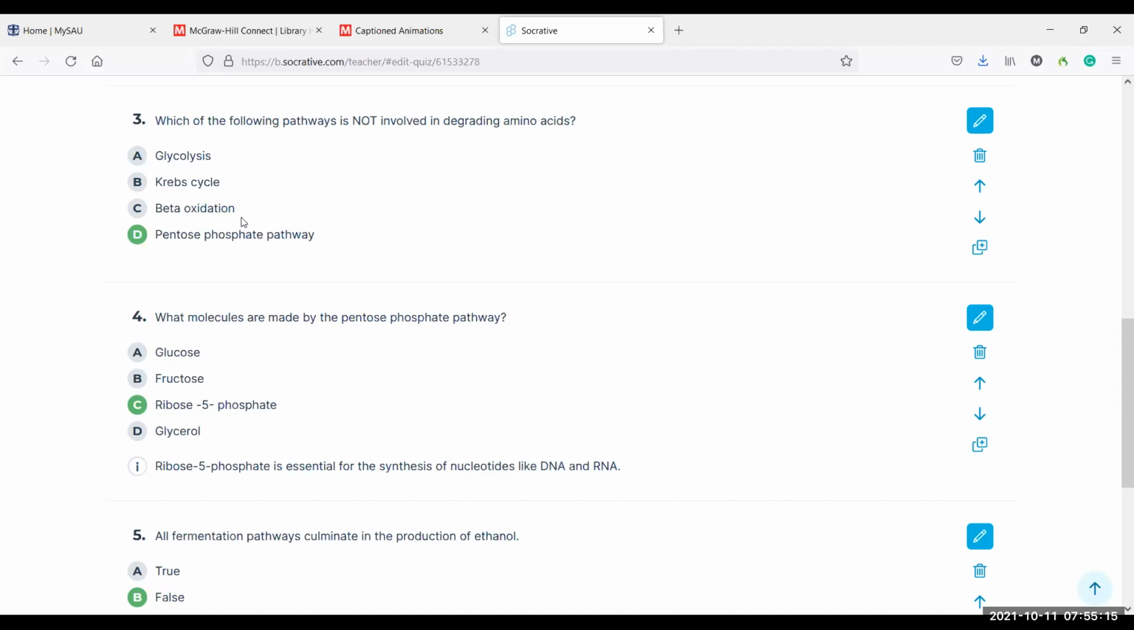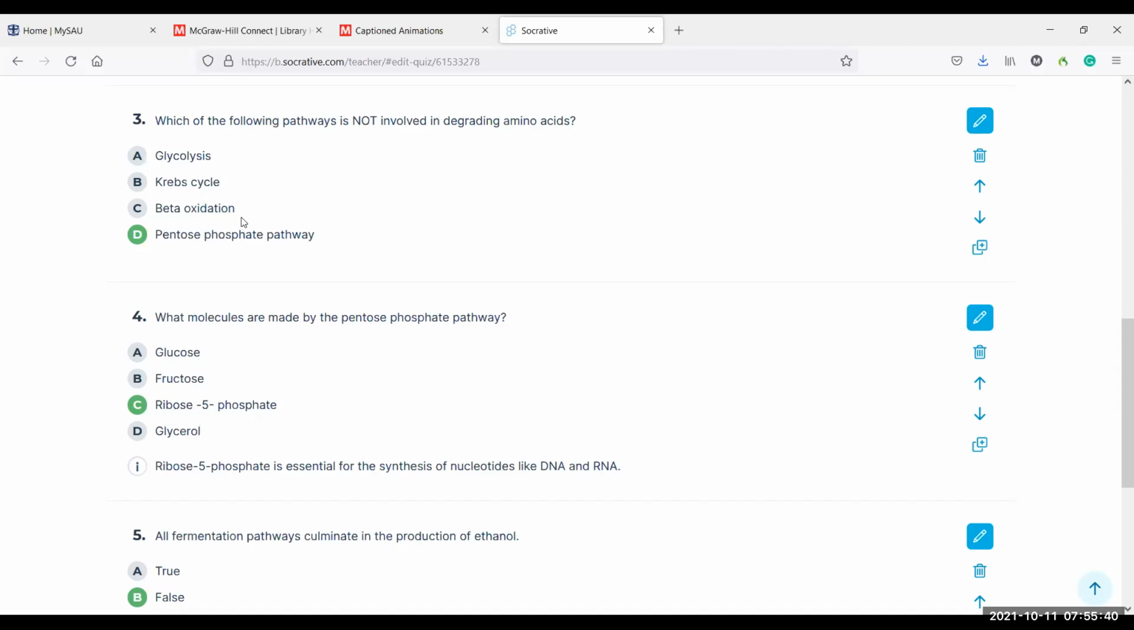What molecules are made by the pentose phosphate pathway? We talked about this at the end of Friday. What do they do? Pentose phosphate pathway, what does it make? It makes 5 carbon sugars for nucleotide synthesis. Ribose 5-phosphate, that's made from the pentose phosphate pathway. You don't make hexose sugars from the pentose phosphate pathway. You don't make glycerol. No.